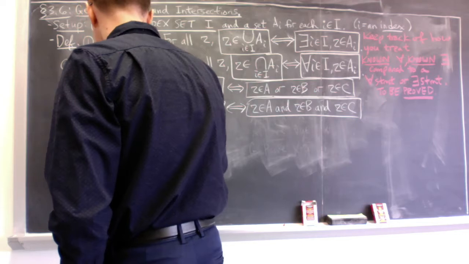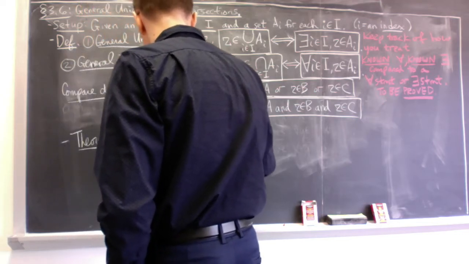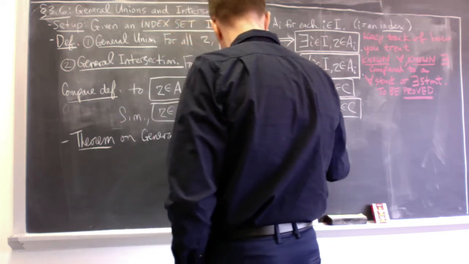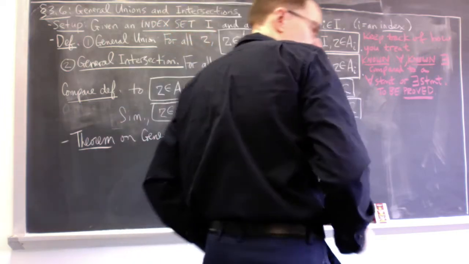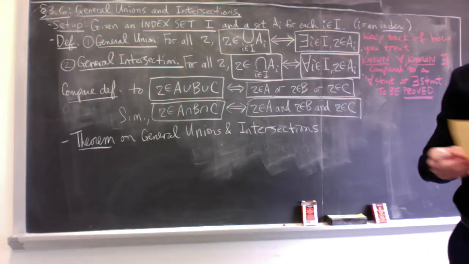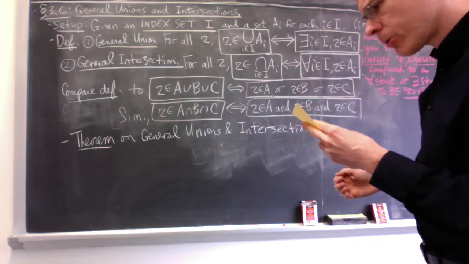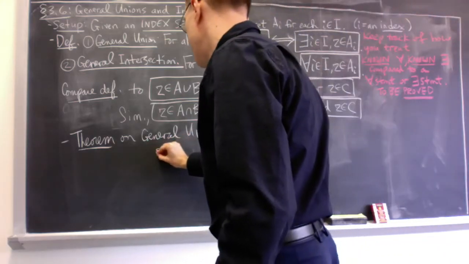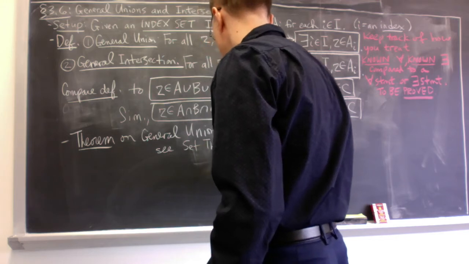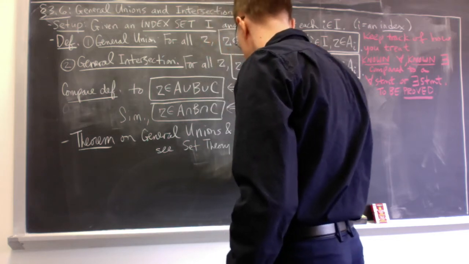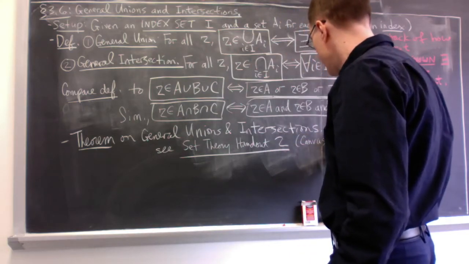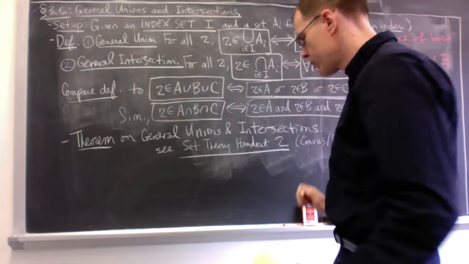But anyway, so the theorem on general unions and intersections is, well, it's in the book that I've made available to you. It's also on this handout, Set Theory Handout 2, which has been posted on the course website, Canvas Files, the same place everything is.